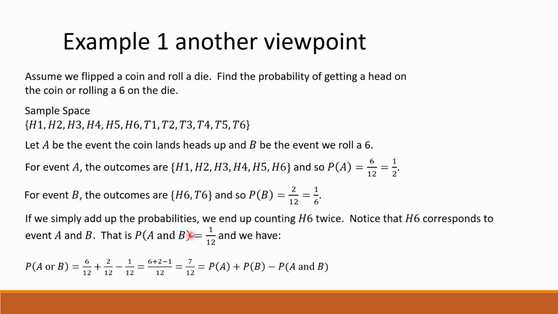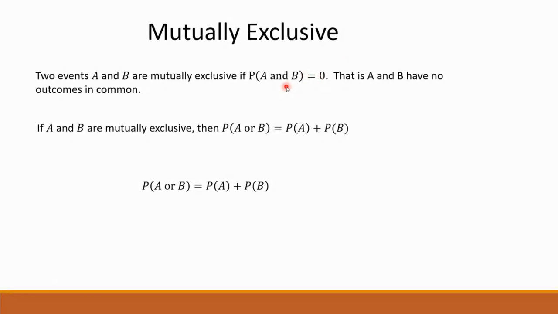So these events, A and B here, had something in common. If it happened to be that A and B had nothing in common, then we can just add. That's the idea of mutually exclusive. In other words, 2 events are mutually exclusive if they have no outcomes in common. In other words, the probability of A and B is 0. So they both can't occur at the same time.